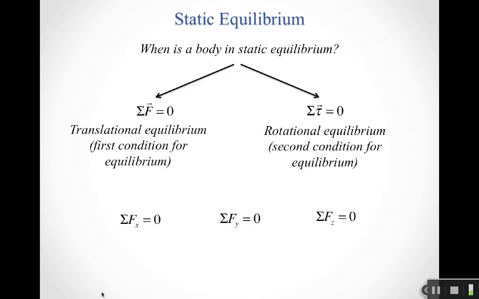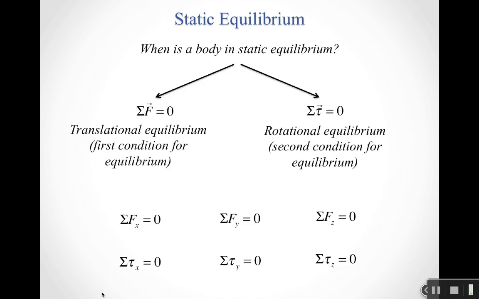Our second condition is rotational equilibrium. Rotational equilibrium says that when you add up all the torques acting on the object about some pivot, those also have to be 0. And again, since we live in a three-dimensional world, we could deal with three equations, summing up the torques about an x-axis, a y-axis, and a z-axis.